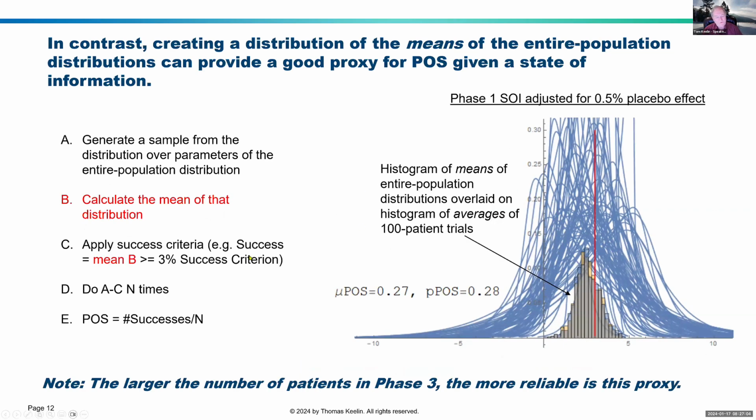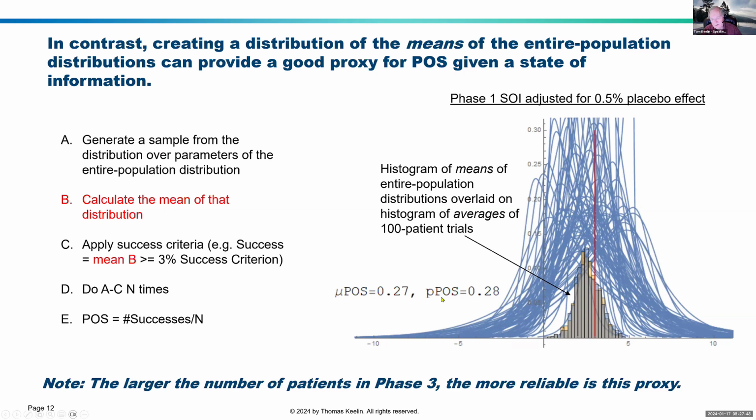In contrast, if you're going to use the mean being greater than or equal to a success criterion, then instead of averaging the distributions, you could calculate the mean of the distribution after you sample from the entire patient population. And that would actually work pretty well for this success criterion. Here's an overlay of the means of all of these distributions put on top of the results of the 100-patient trial average. And it's basically 27% if you use the mean, and this is for the adjusted phase 1 data where we've used a 0.5% placebo effect.